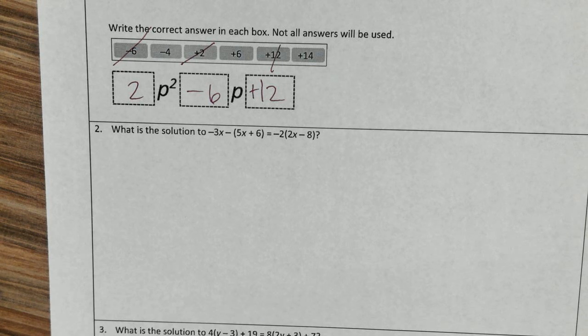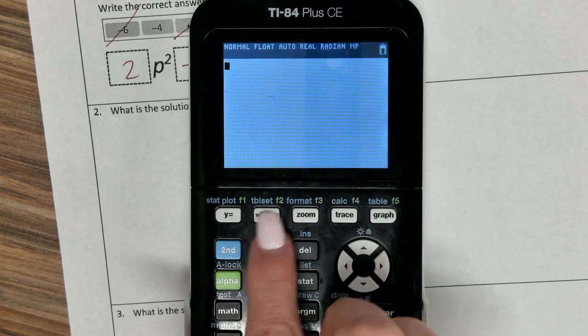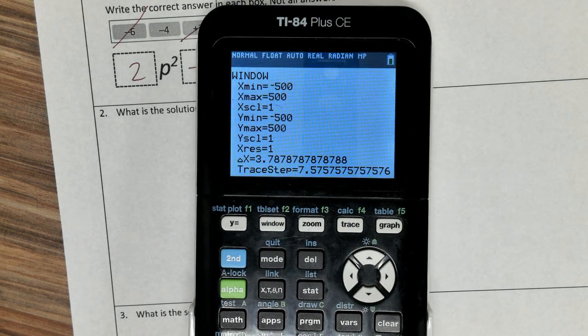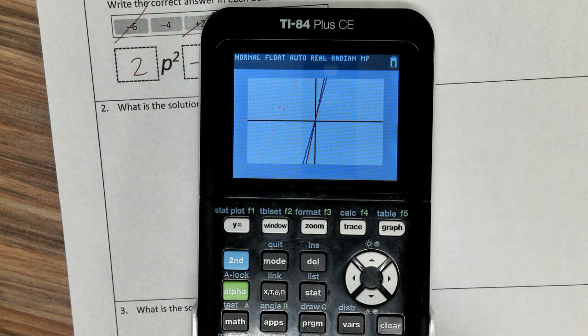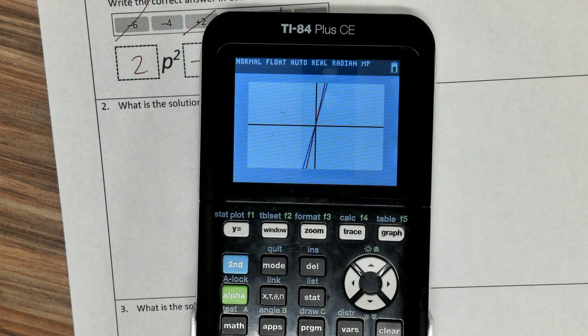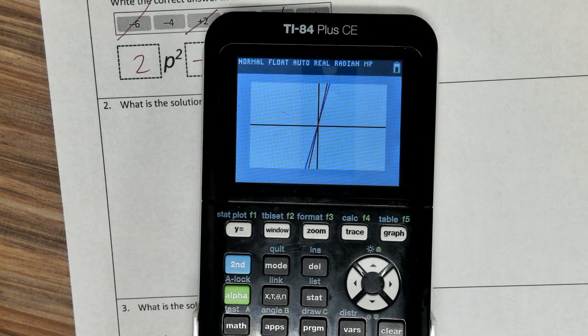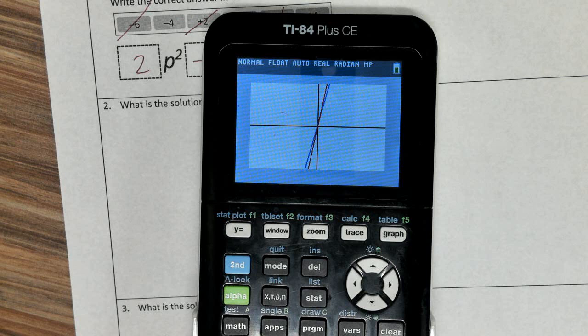What's the first thing I check for before I even go to y equals? My window. I have to make sure that my window is set large enough to see the intersection. Now, if I'm set to 500 and negative 500, it's really hard to see the lines, but it will see the answer. Make sense? But real quick, because it's on your assignment today, what if you get an error?